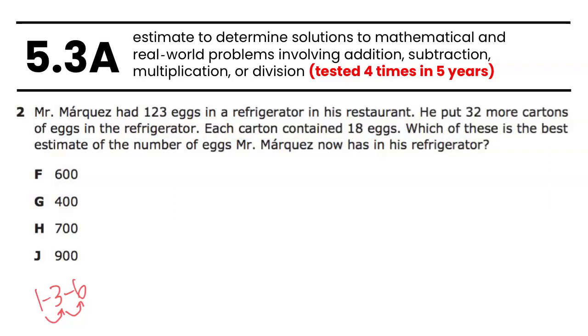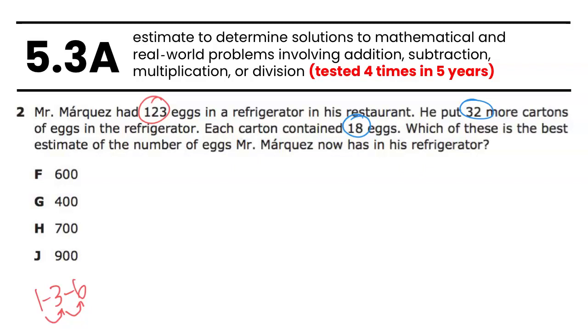In this particular problem, we see that Mr. Marquez has 123 eggs in a refrigerator in his restaurant. He put 32 more cartons of eggs in the refrigerator, and each of those cartons contained 18 eggs. We want to know which of these is the best estimate of the number of eggs that Mr. Marquez now has in his refrigerator.